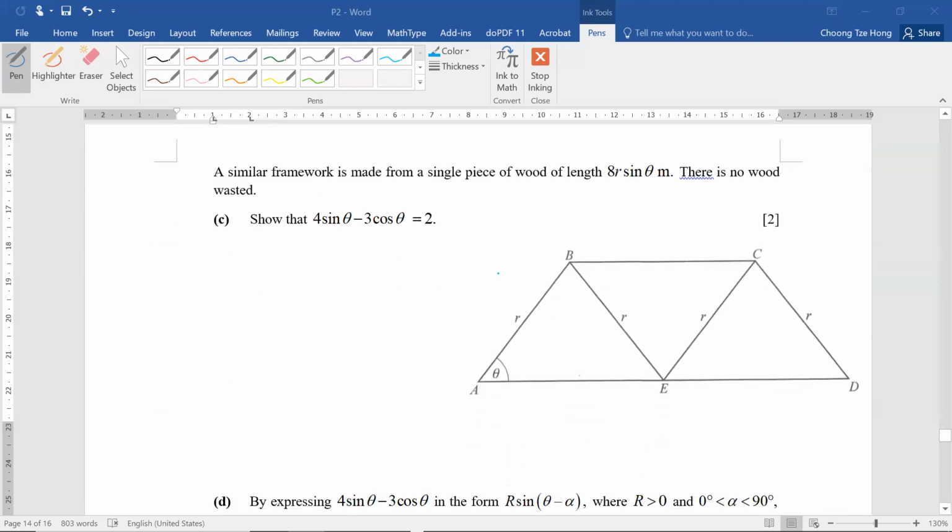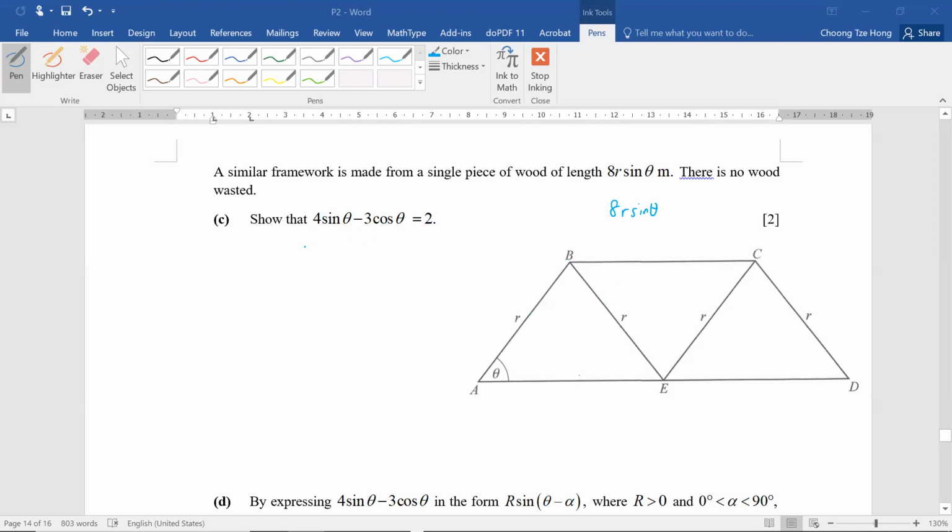Right, let's take a look at part C of the question. A similar framework is made from a single piece of wood. So there's another similar framework, same shape, and the sides AB, BE, EC, and CD are also still r. But the total length is made from a wood of length 8r sine theta. There's no wood wasted, so this 8r sine theta will be fully used.